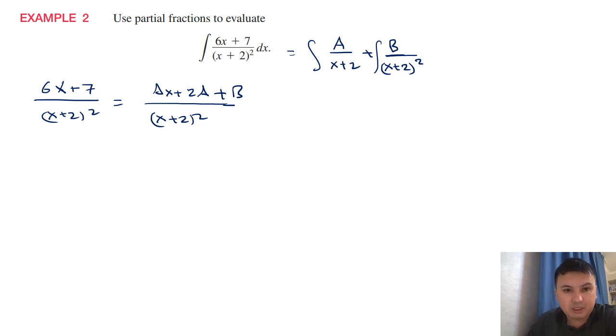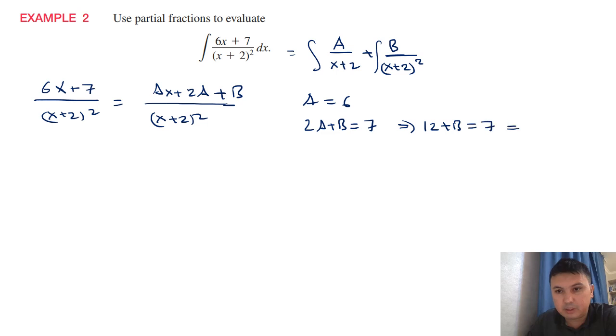What I have is a equal to 6, right? Because that's the coefficient of x, and the constant term is 7, which means 2a plus b must be 7. Replace a by 6, we get 12 plus b is equal to 7, gives b equal to 7 minus 12, which is minus 5.